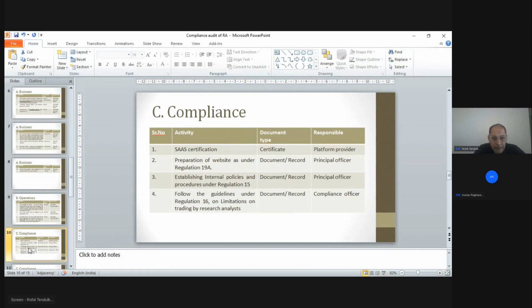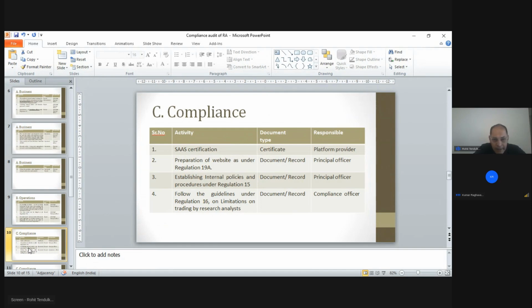Point number 3, establishing internal policies and procedures under regulation 15. A document must be prepared outlining the internal policies and procedures. Now, these internal policies and procedures must be disseminated to the lowest level as much as possible. Now, the preparation of the documents is cast on the principal officer or the top management.